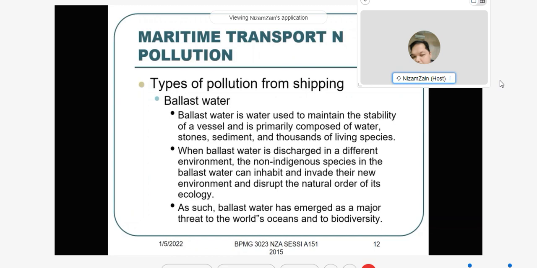That is why ballast water. Remember, you learned about IMO. There's even a convention on ballast water management. Ballast water management or treatment. So these are the things, other than emission and oil spill, these are the other kinds of pollution brought by the ships, the maritime transport.